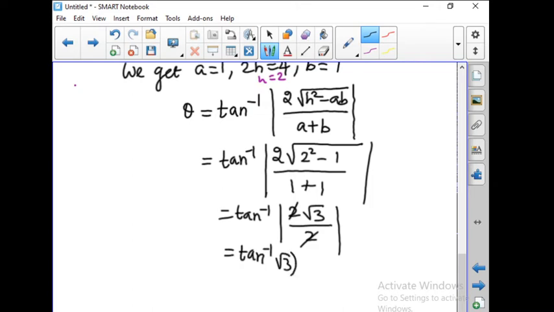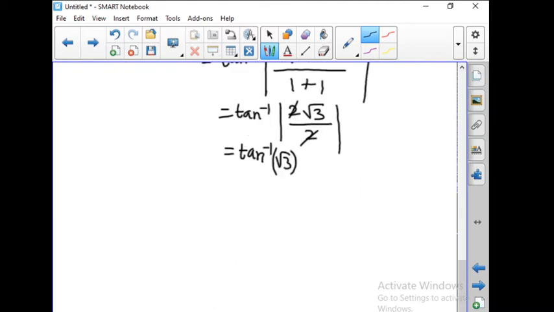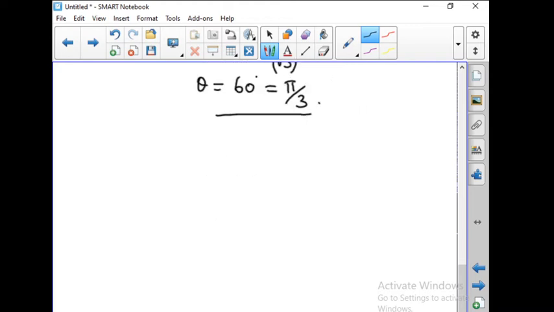Root 3 tan la inga varum. It is in 60 degree. So we can write it as tan, this is equal to 60 degree. That is nothing but pi by 3. So this is the way to find out the angle between two lines. Okay. So one more problem we shall try in the exercise. How to find out the angle between two lines.